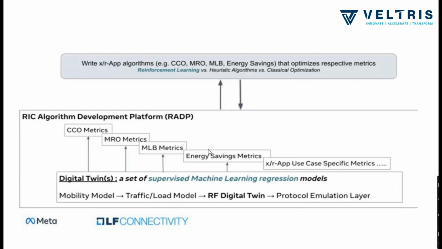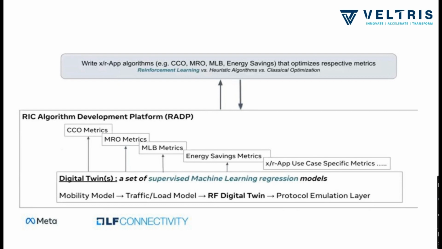We can consider non-real-time problems such as CCO and energy savings, and near real-time problems such as MRO and MLB. CCO stands for coverage and capacity optimization, MRO is mobility robustness optimization, and MLB is mobility load balancing, all of which the developers try to solve with various algorithms on xApps and rApps, which are noted here. These xApps are third-party application entities at the near real-time RIC, and rApps are non-real-time RIC entities.